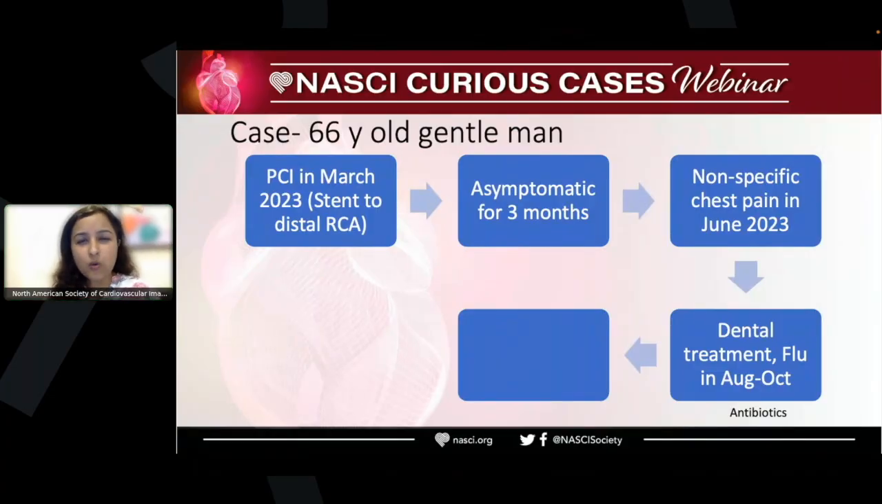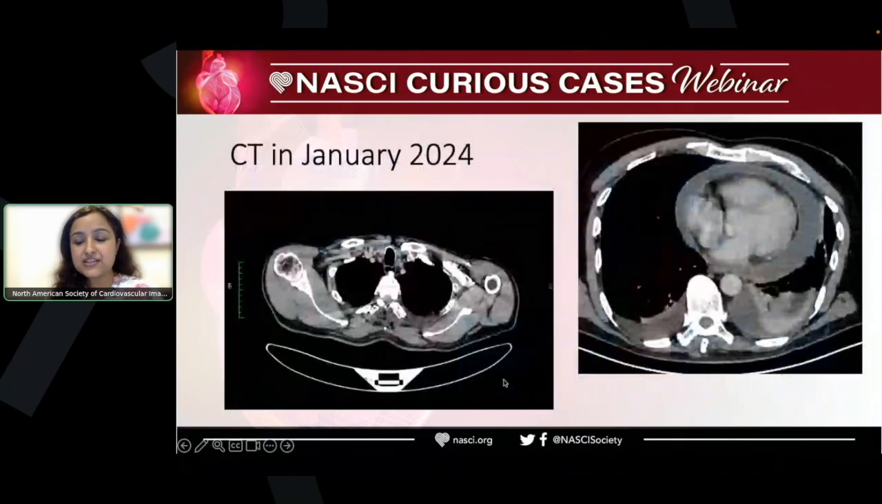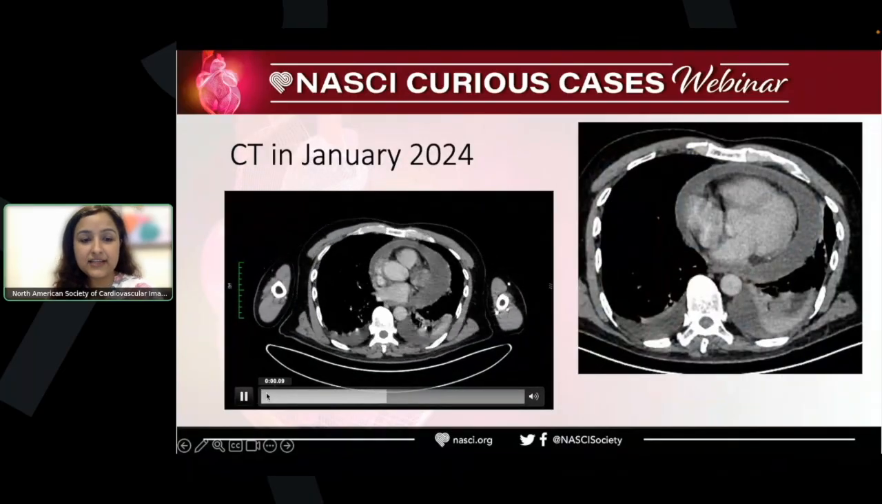He was okay, and then he had a few episodes of infection in between. There was a history of dental treatment. He had some flu episodes which were prolonged, and then multiple fever episodes. He was treated with antibiotics, and then he started having episodic mild fever and myalgia since January of 2024. He was being symptomatically managed till then. So a CT was done again to see whether there was any chest infection or anything. Why is he having fever?